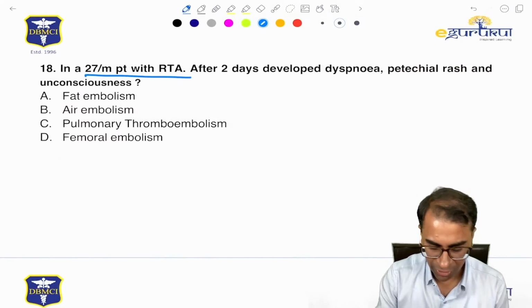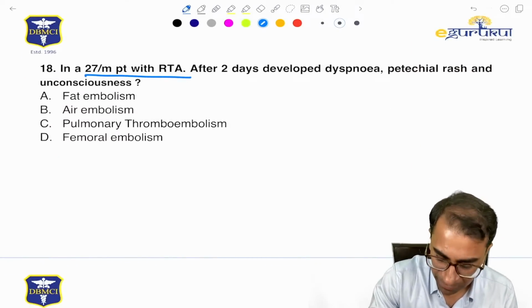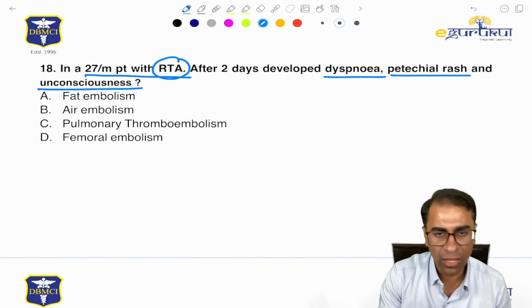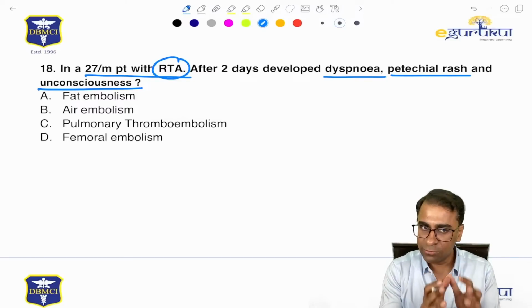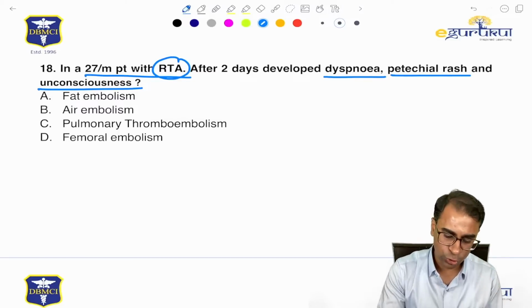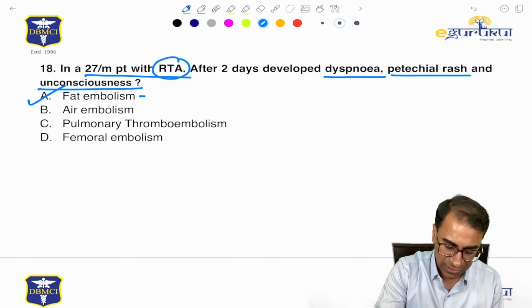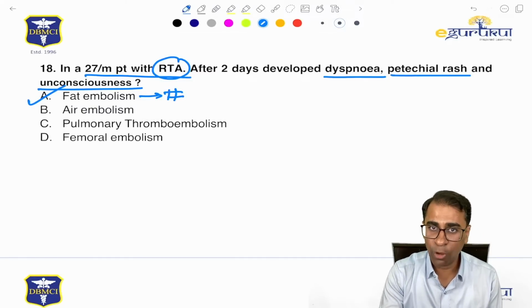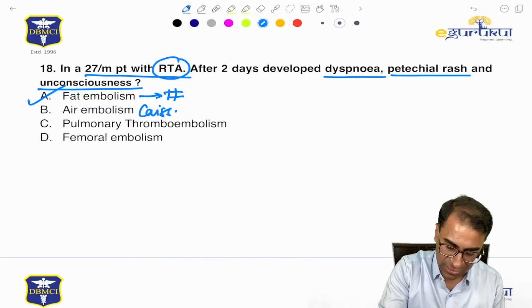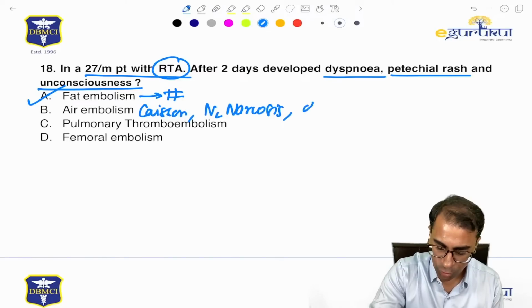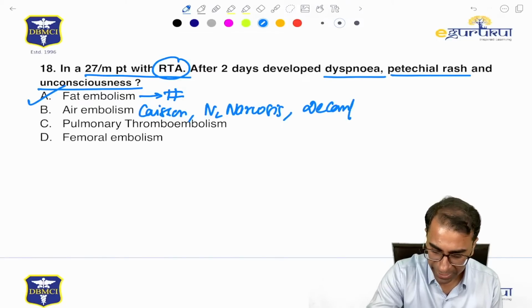A 27-year-old came with a road traffic accident. After 2 days, developed dyspnea and petechial rash with unconsciousness. So the moment you see a road traffic accident and then the patient has some type of issues, it has to be a case of fat and marrow embolism. Fat and marrow embolism is seen in case of fracture. Air embolism is seen in the case of Caisson's disease. The same thing is called as nitrogen narcosis. The same thing is called as decompression sickness.